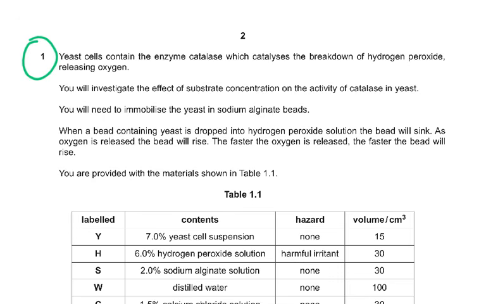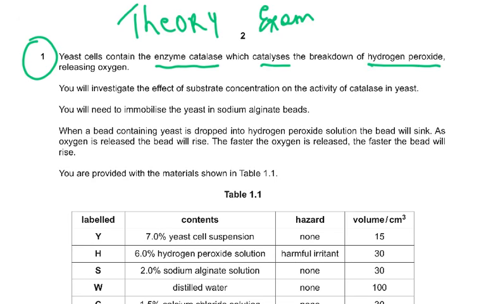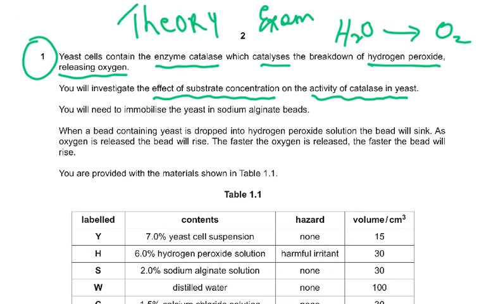Now, the most important thing is in reading the question and then treating this like a theory exam. Just think there is no practical, but you're doing a theory exam. So yeast cells contain the enzyme catalase, which catalyzes the breakdown of hydrogen peroxide, releasing oxygen. So hydrogen peroxide in the presence of an enzyme releases oxygen. You will investigate the effect of substrate concentration on the activity of catalase in yeast. So basically the yeast is where the enzyme is present. So we are using yeast because it contains the enzyme catalase.